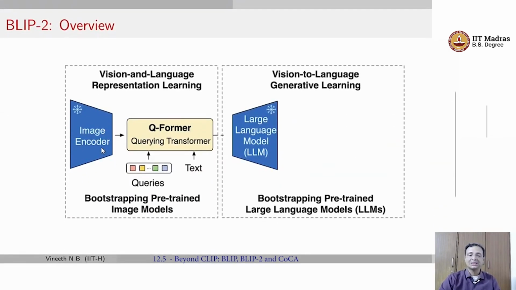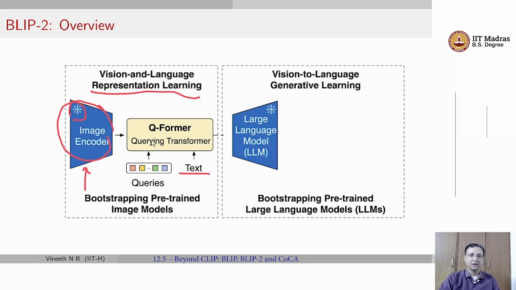Just to show you how this works, the vision-language representation learning module is given an image and the text. It gives the image to a frozen image encoder. This icon here denotes that that module is frozen. Now the output of the image encoder is given to a Q-Former.